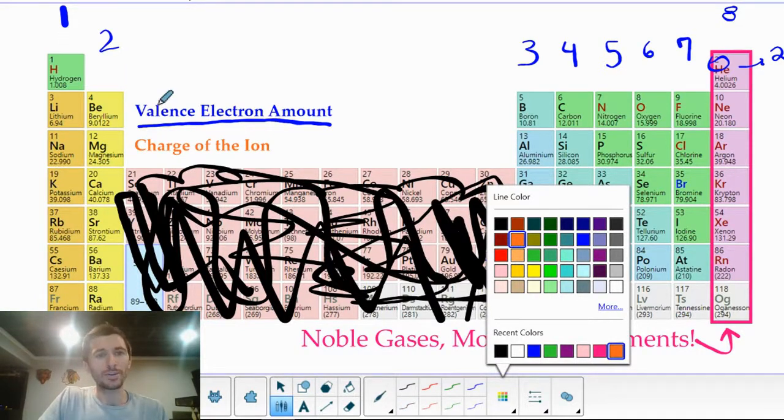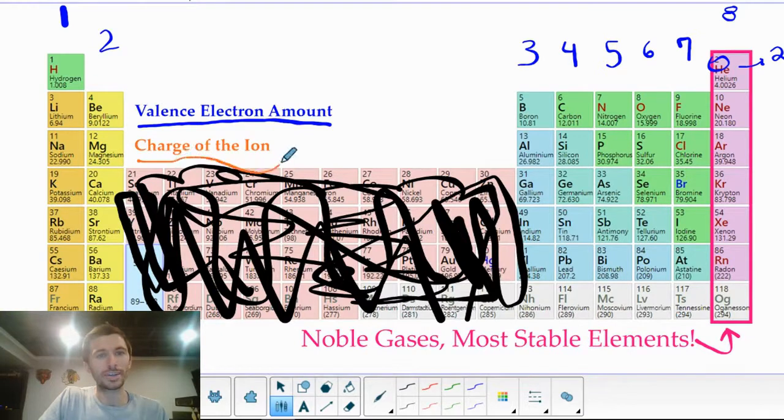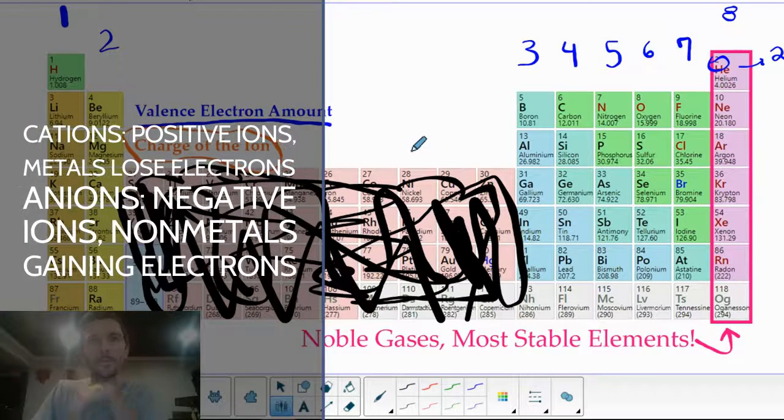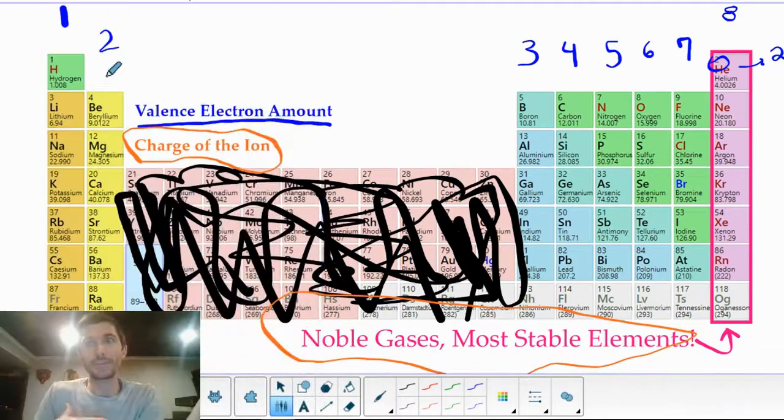But I want to focus on the charge of the ion that's created when the atom in this group forms an ion. In your notes, in your vocab you did before, ions are charged atoms from losing or gaining electrons. The reason they lose or gain is because they want to be like Mike. They want to be like these noble gases. So they're lazy. They're going to find the shortest, easiest path to become like the closest noble gas.